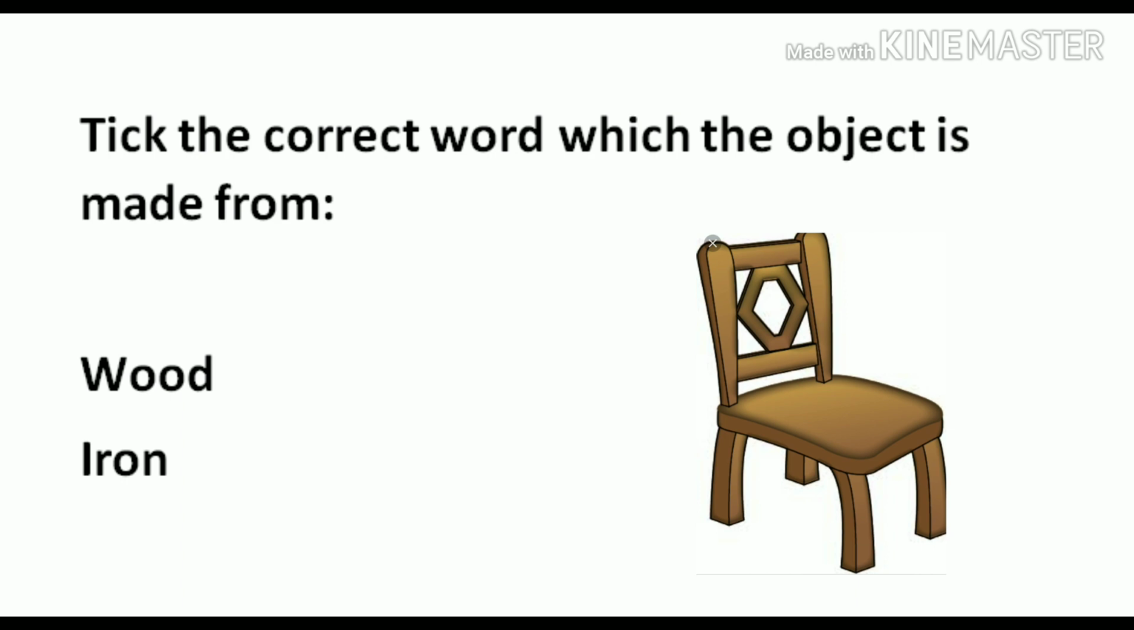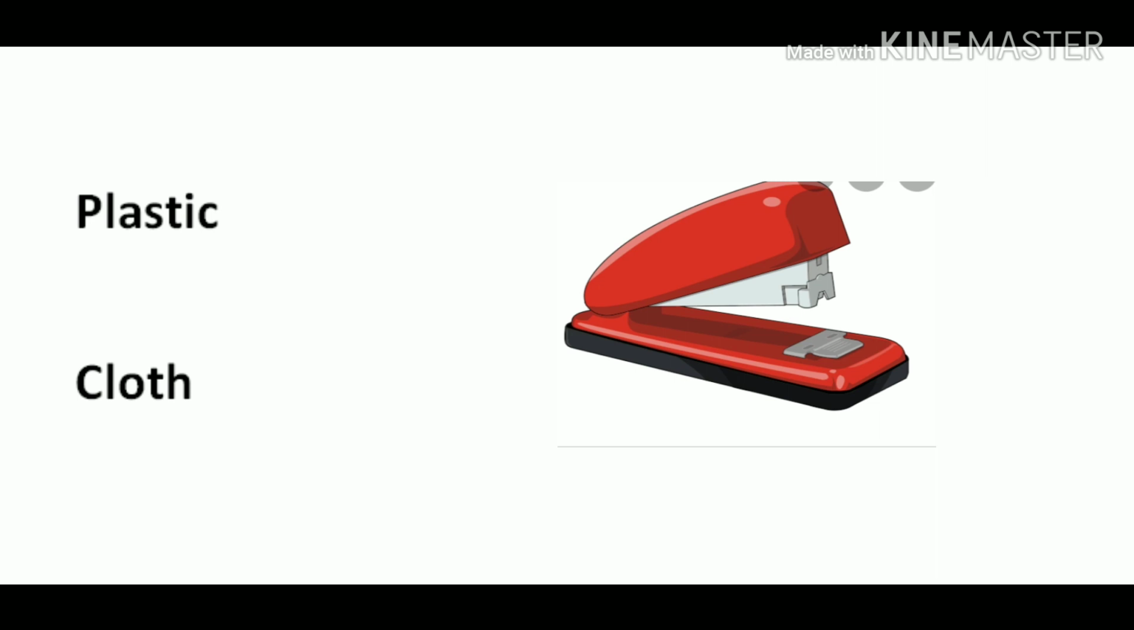Chair. What is the chair made of? Wood or iron? The right answer is wood. Put a tick on the wood. Stapler. What is the stapler made of? Plastic or cloth? The right answer is plastic.